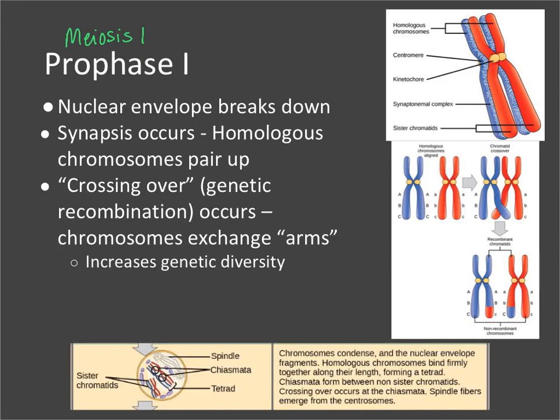One thing that happens that is very different from mitosis is something called synapsis. What happens is that these homologous chromosomes pair up. You can see that in these pictures over here. You can see that these are homologous chromosomes, and that they are pairing up with each other, hanging out next to each other. Now, this did not happen in mitosis.